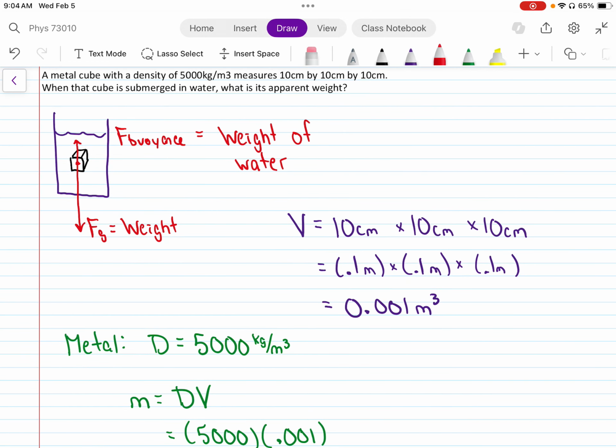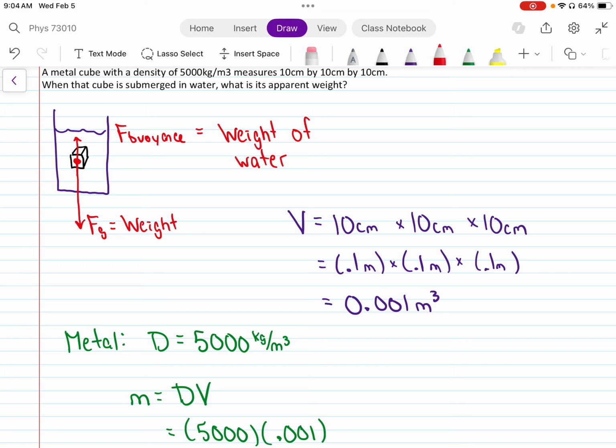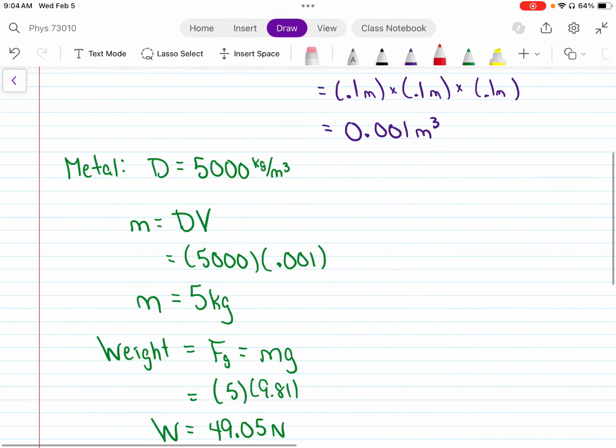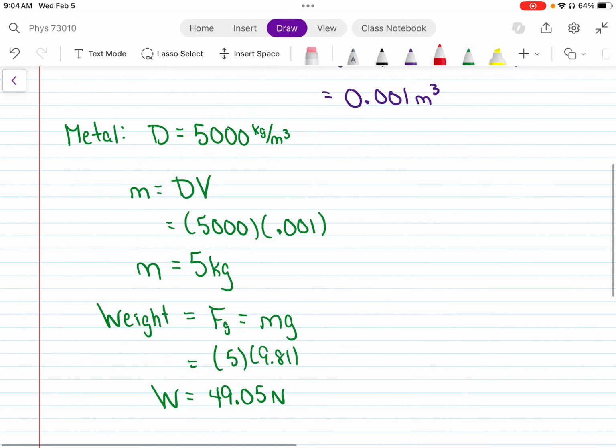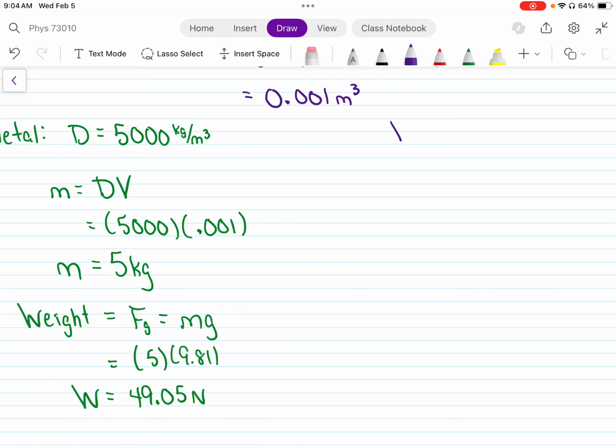If we go back to our free body diagram, that's this downward arrow. We've got a 5 kilogram block of metal. Gravity's pulling it down at 49.05. If it wasn't in the water, that's how much force you'd have to put on it to lift it. The buoyancy part, because it is in the water, now we have to switch to thinking about water. You don't have to memorize it. The density of water is 1,000.